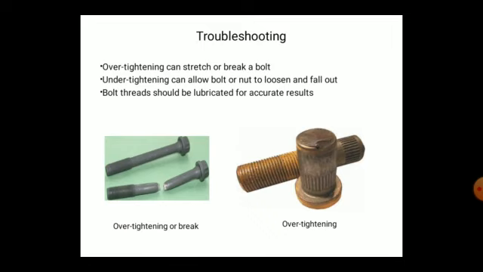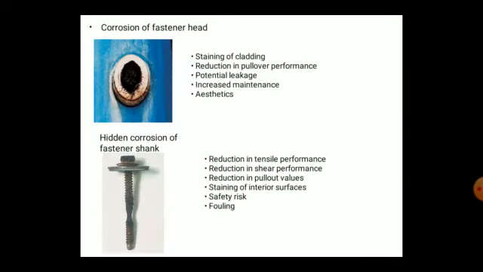Bolt thread should be lubricated for accurate results. If you are using the nut and bolt assembly in a corroded environment or where moisture is present, there may be a chance that corrosion may take place. So you have to lubricate the bolt threads properly. Then some pictures are there, so you can observe here. These things occur on a regular basis.